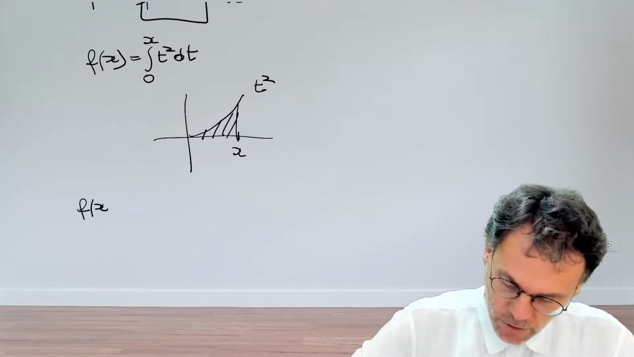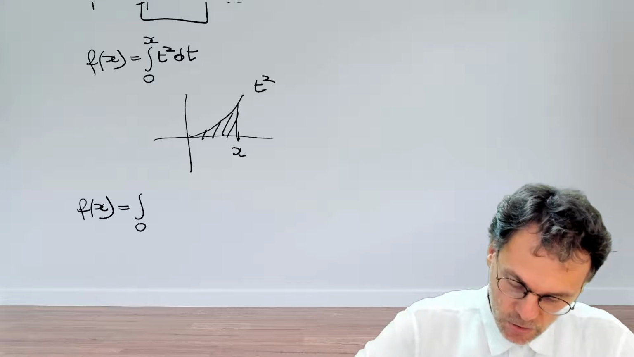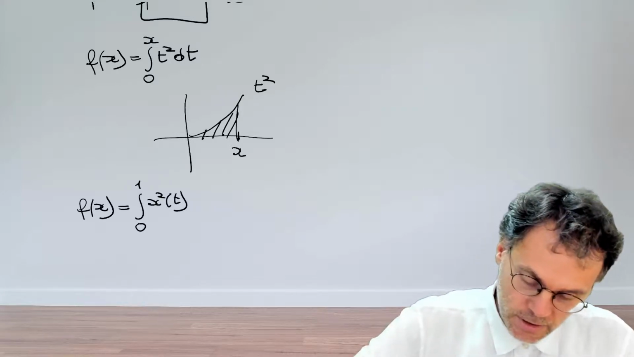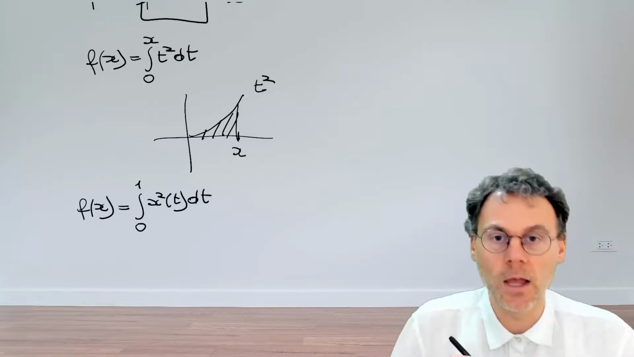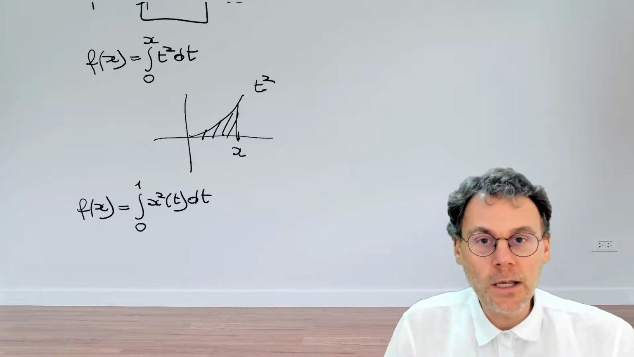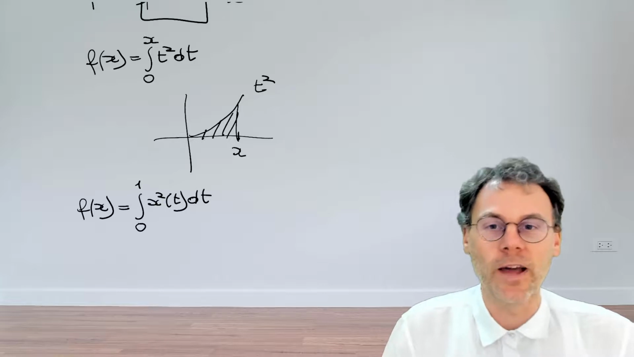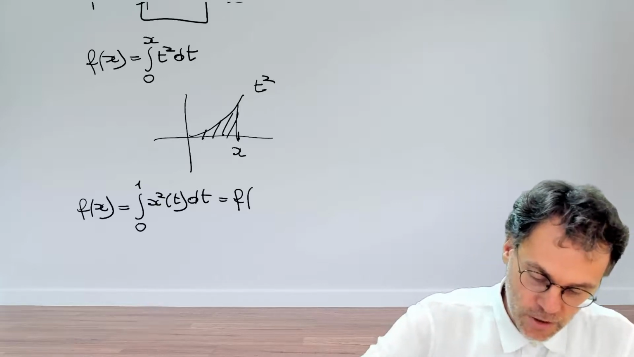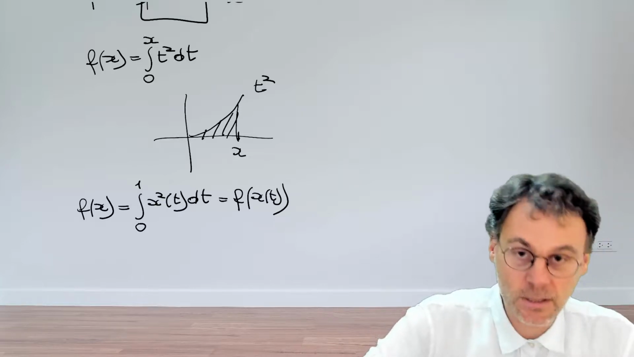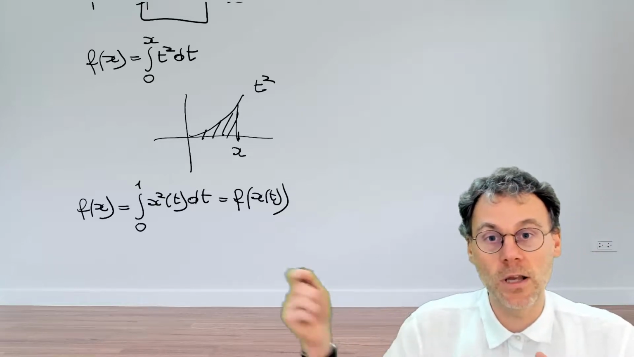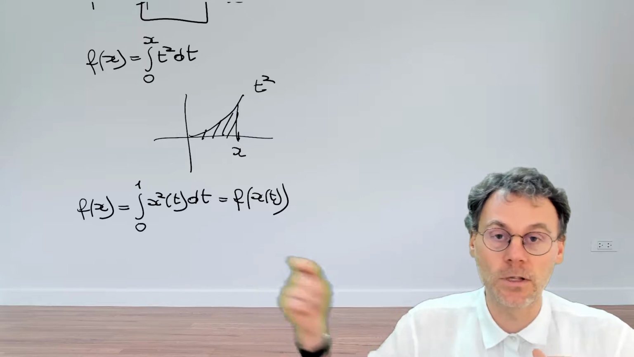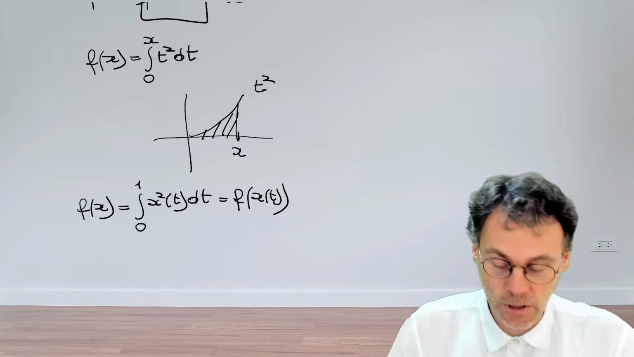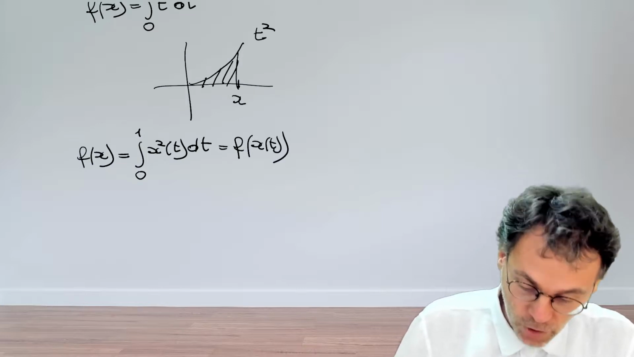So I've written down here f of x, the integral from 0 to 1 of x squared t dt. Now here I've been deliberately a little bit misleading or vague, because actually what I should have written is f of x of t, because x in this case is not a number, it's actually a function of t, as you can see from this integral over here. So this is a different situation, because now we have a functional.